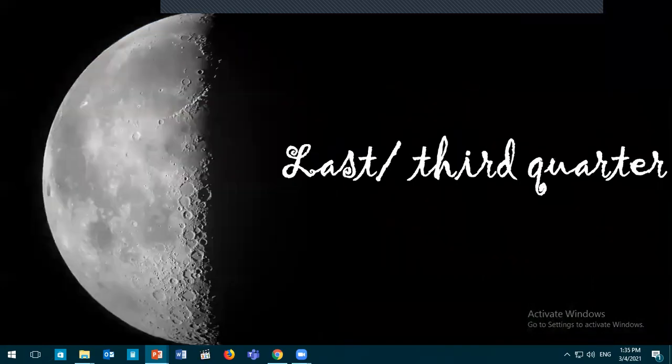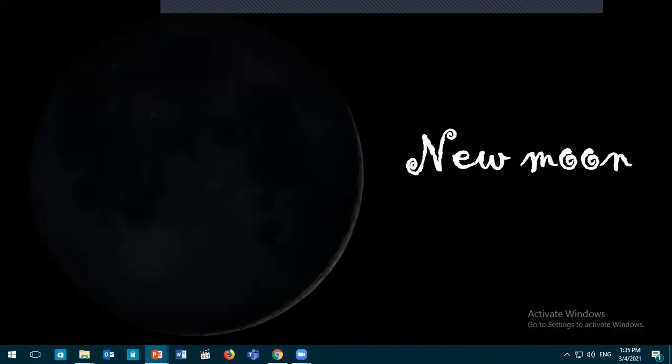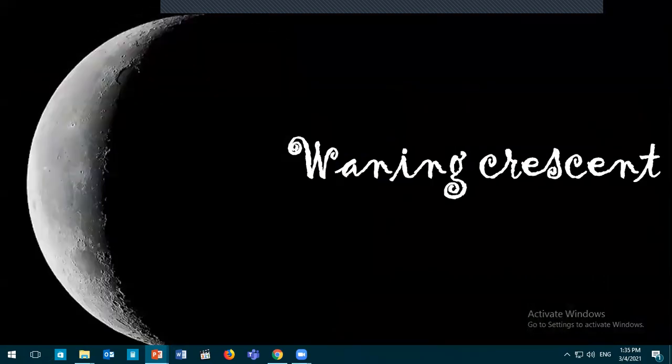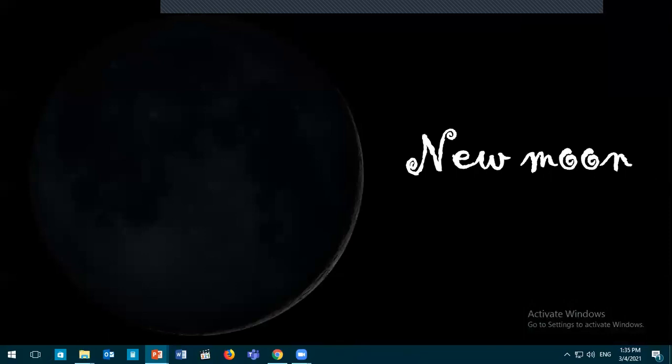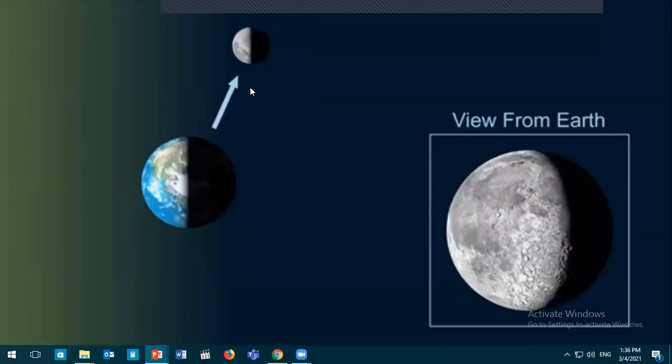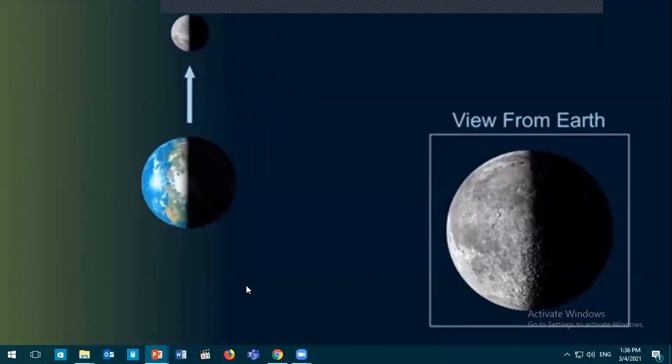After waning gibbous, we'll have last or third quarter. You can see now that the bright side is also on the left. And then we have waning crescent, where the crescent is on the left. So now you will be able to tell the difference when you look at the Moon. Last is the new moon, where you cannot find anything bright about the Moon because it's dark, but you can slightly see some light up there. This is how the Moon changes as it moves around the Earth. Can you see it?